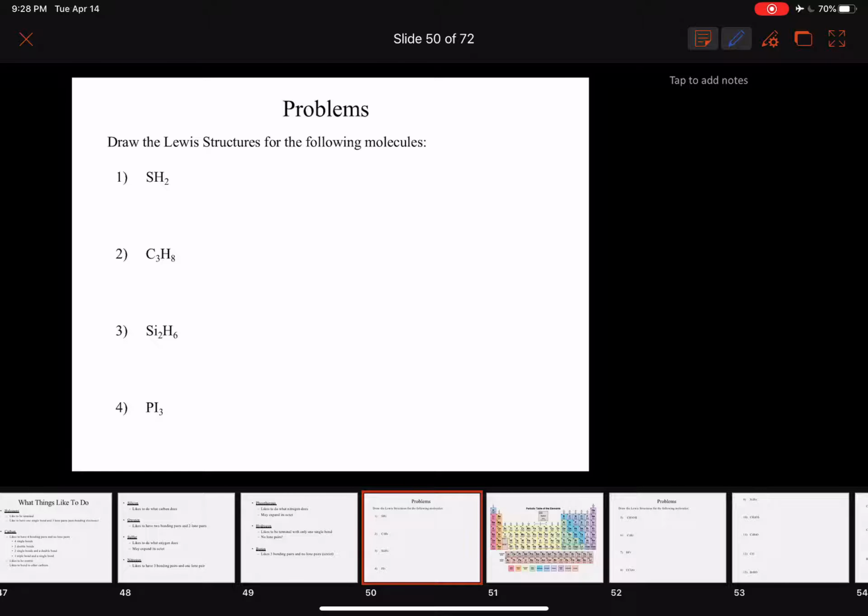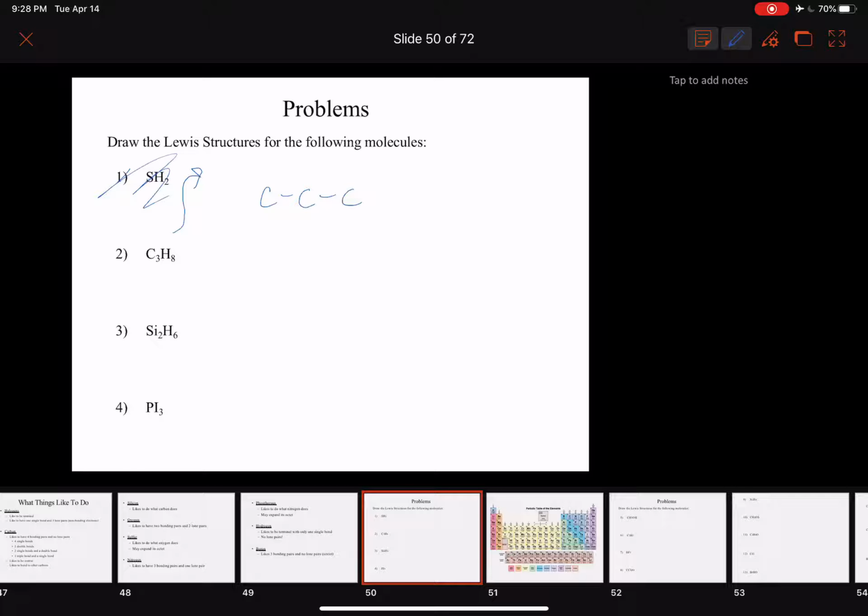Hi students, we left off on this slide and we had just done SH2. So let's move on to C3H8, which is propane. So we were talking about how to put together a structure just by knowing what things like to do, so we don't have to go through a bunch of different structures that are incorrect before we hit on the correct one. So knowing what we know about carbon, we can go ahead and bond the carbons to each other because carbons like to bond to other carbons.